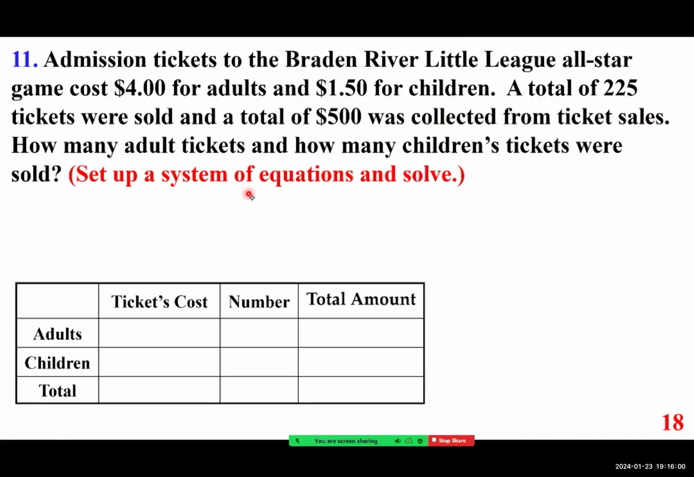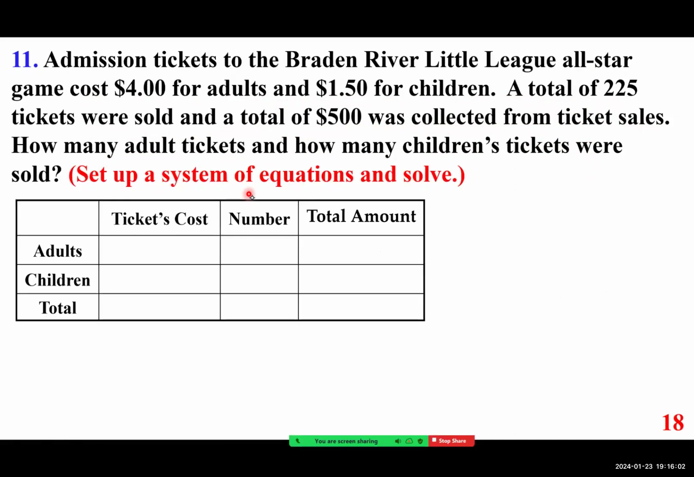Obviously, this is also, in essence, a mixture problem. It is extremely important to be able to set up a table as follows: adults, children, total; ticket cost, number, total amount. So we have to do that properly. You have to read it one more time, and as you read it, you come across $4, that is for adults. You put it here. $1.50 for children. You put it here.